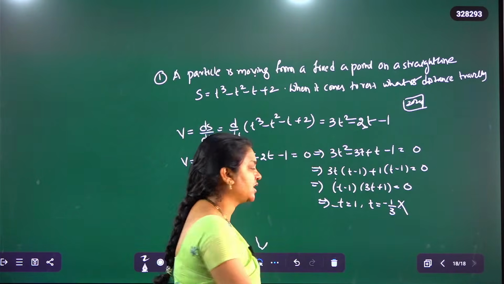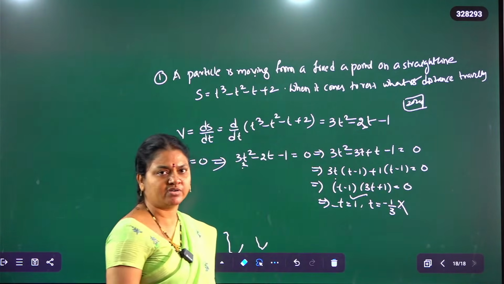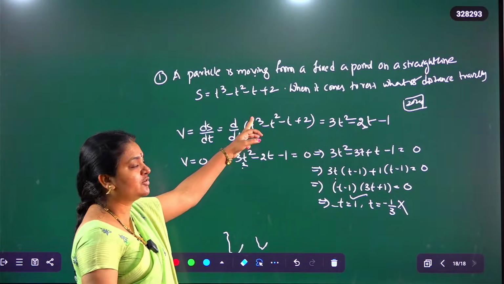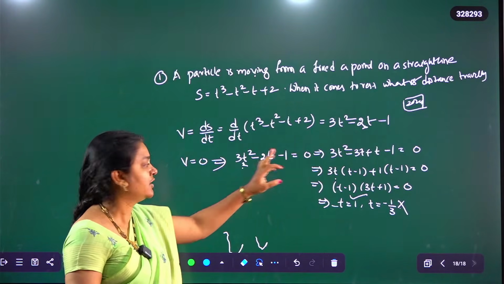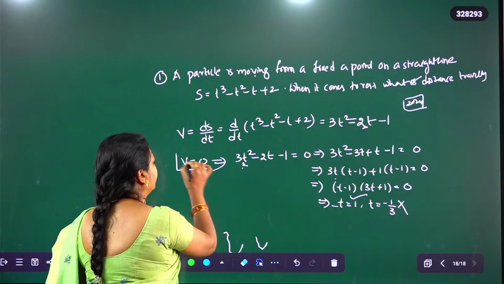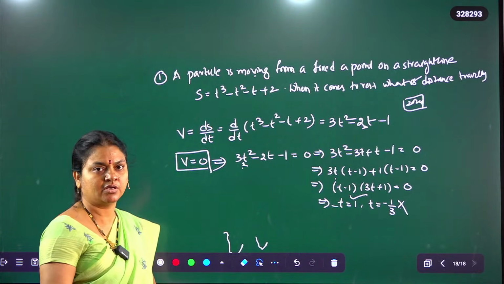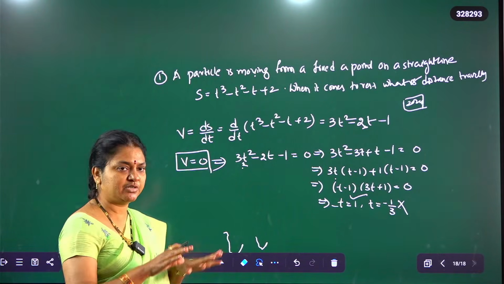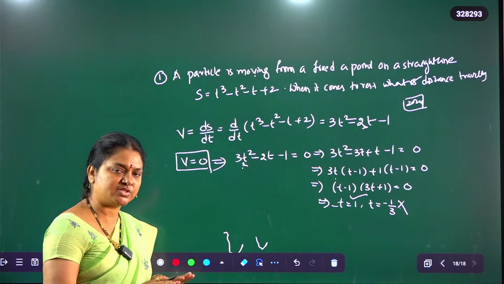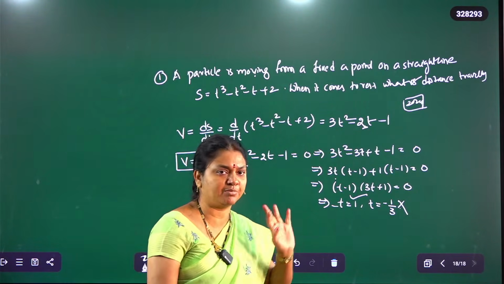So we will not take this, and this is a positive value, t is equal to 1. What is coming to the question? When it comes to rest, the velocity v is 0. The particle is coming to rest means v equals 0. By v equal to 0 we are getting time t equal to 1.